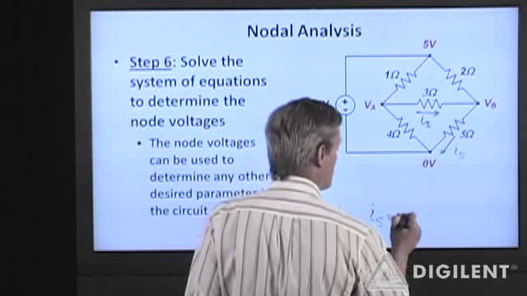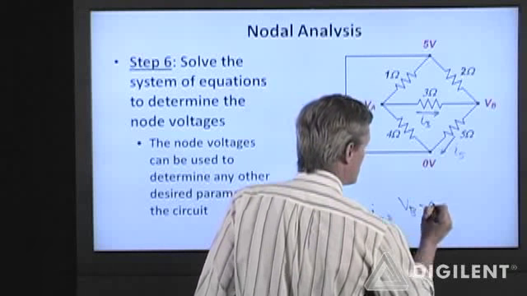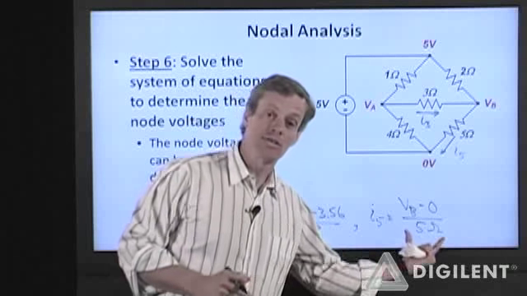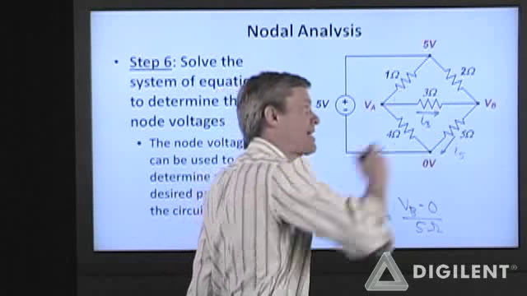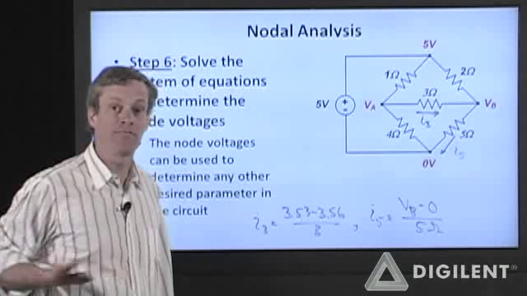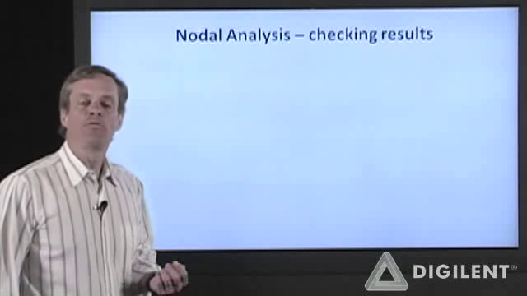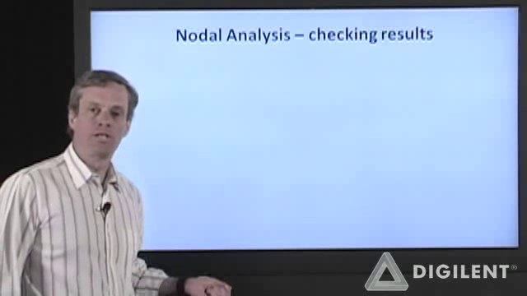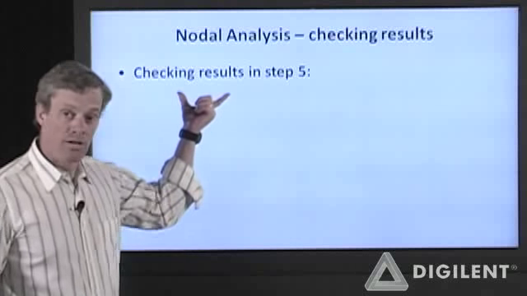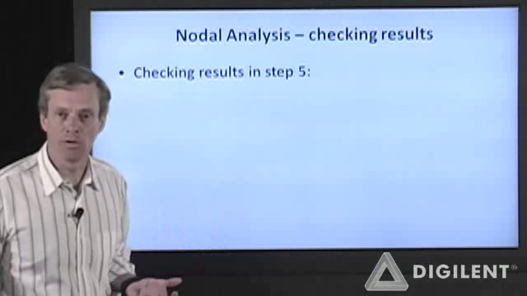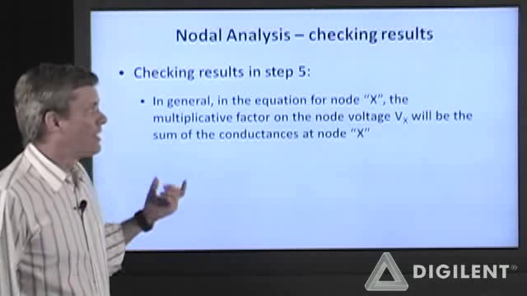I5 is VB minus 0 over 5 ohms. I have a number for VB. I can determine I5. Anything else that I want to know about this circuit now, I can figure out. There are a couple of quick checks you can make on your results at step 5 in order to make sure that you didn't make some kind of silly mistake when you were setting up your equations.